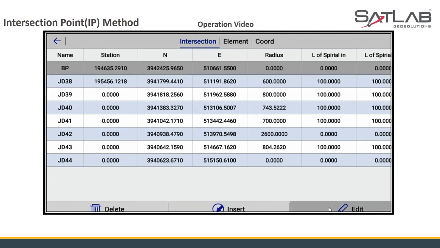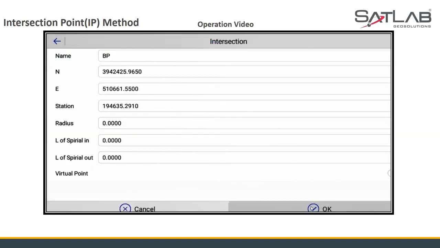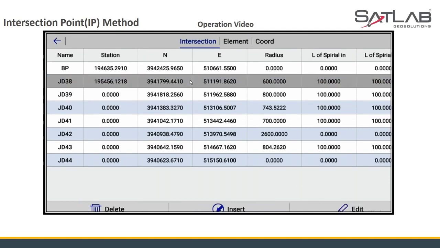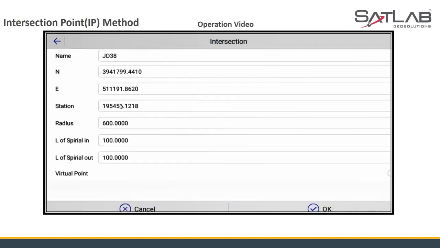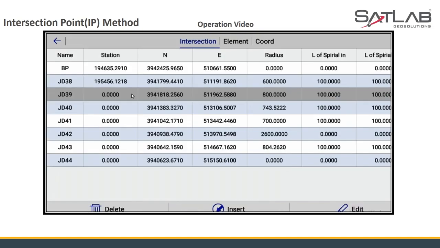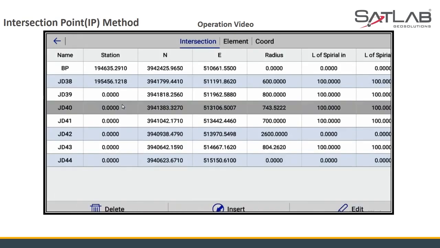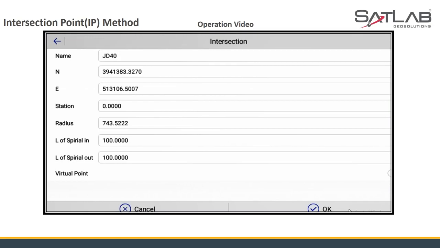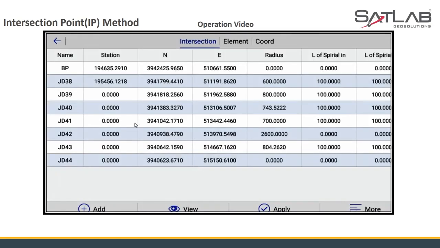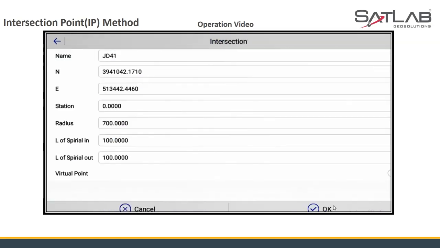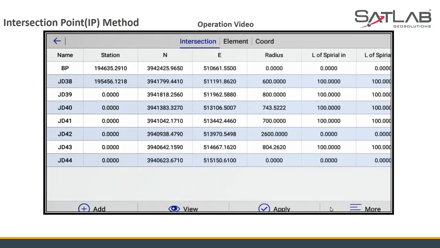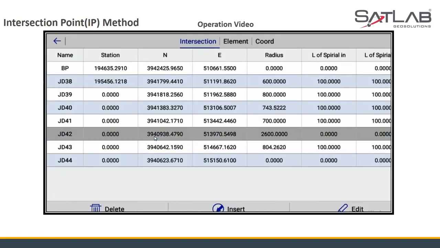Okay. And we have a small video where we are showing you how to input all these details in intersection by using the intersection point method. Road design, simple, easy, add. In this part, we have the file as well. So we can load the file. More, load the file. Click. There it is, PHI file.